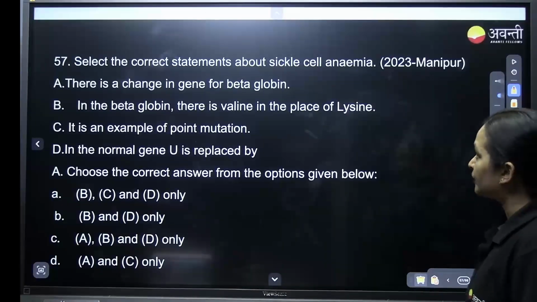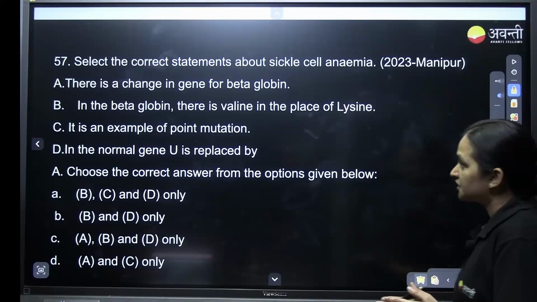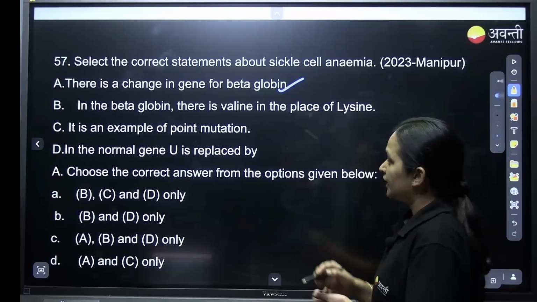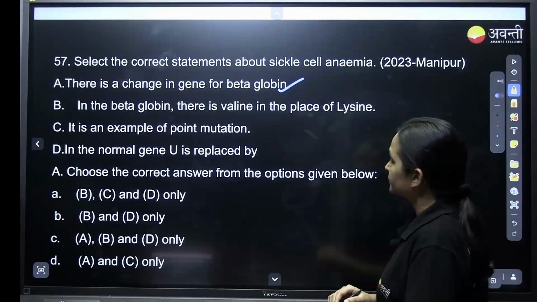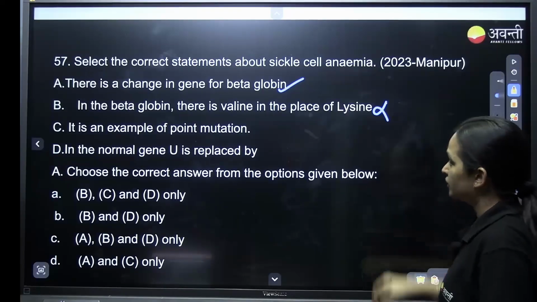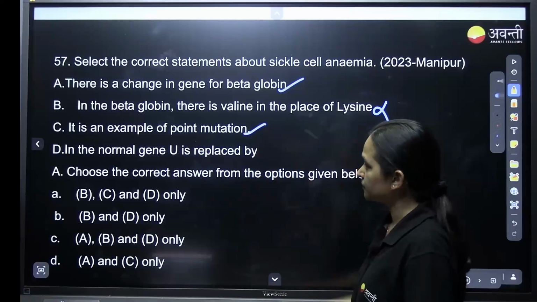Select the correct statement about sickle cell anemia. You need to find the correct statement. There is a change in the gene for beta globin. True. In beta globin, there is valine in the place of lysine. No, it is valine in place of glutamic acid. It is an example of point mutation, true.